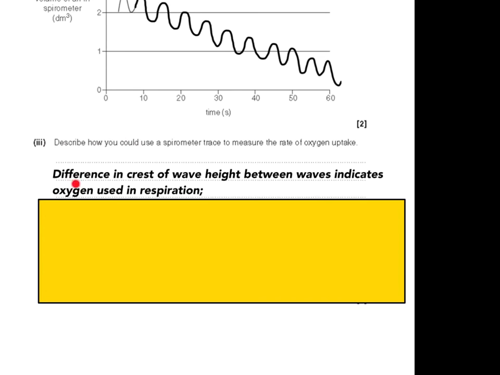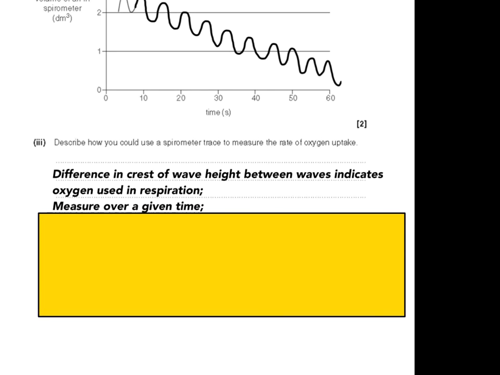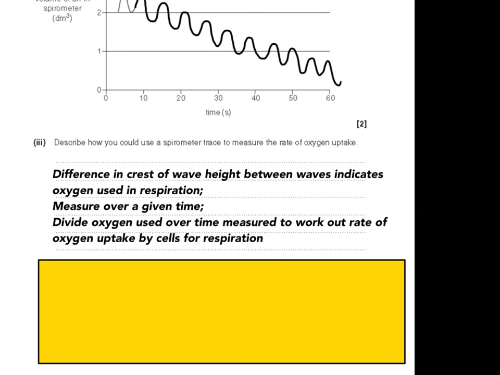So the first point is the difference in the crest of wave height. This is the crest of a wave, the peak of the wave. The difference in the crest of wave height between waves indicates oxygen used in respiration. However, it's not just saying how much oxygen, it's saying the rate. That means over time. Rate means over time. So you have to measure how much oxygen is being used over a given time and then simply divide the oxygen used over the time measured to work out the rate of oxygen uptake by cells for respiration.